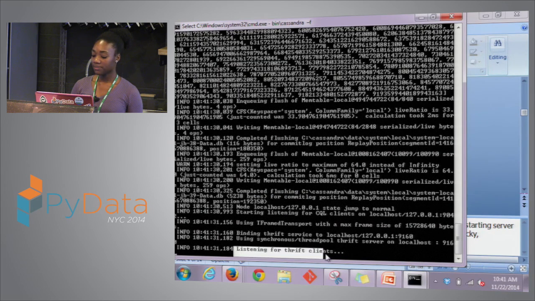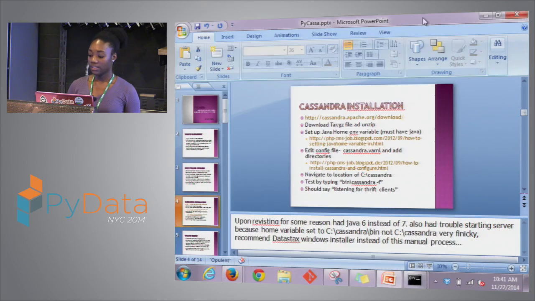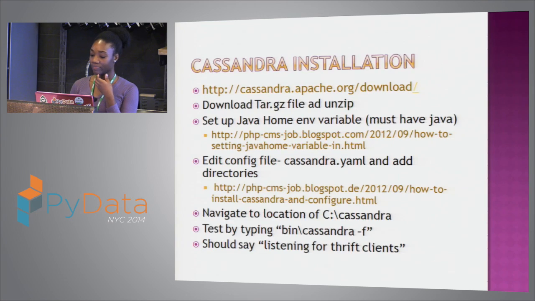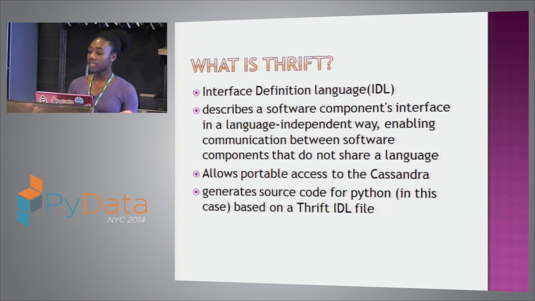So what is Thrift? What does this mean? Let's look at that. It's an interface definition language, and what that is something that describes the software components interfaces in a language-independent way so that there's communication between different languages. It's kind of like, I guess, a way to translate. There's also, in this case, between Python and Cassandra, easy access. So specifically, the focus here is PyCassa, which is a Python wrapper, and it's built on top of Thrift.